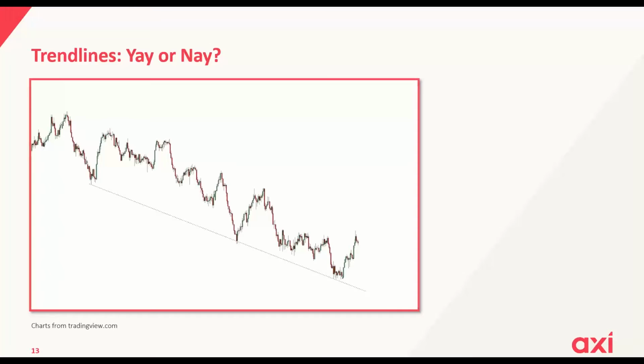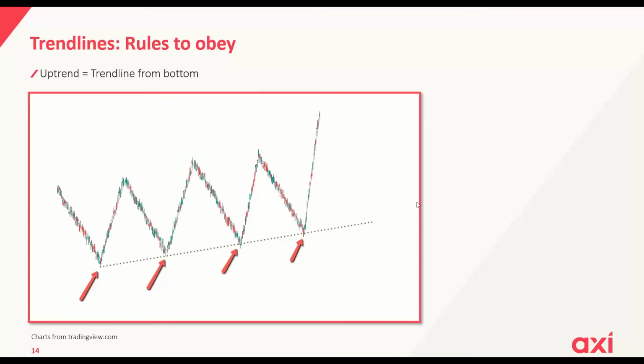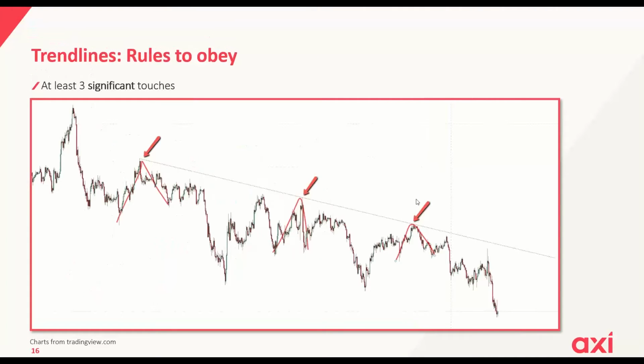Now, rules to obey for trend line. Personally, myself, I call it 3 significant touches. You need at least 3 significant, and the keyword here is significant.